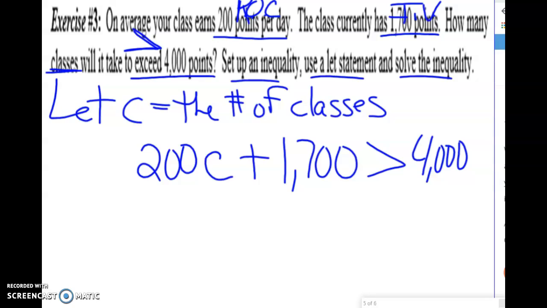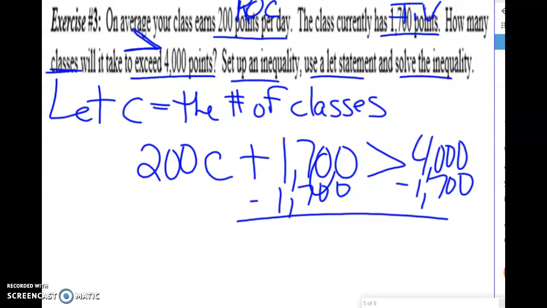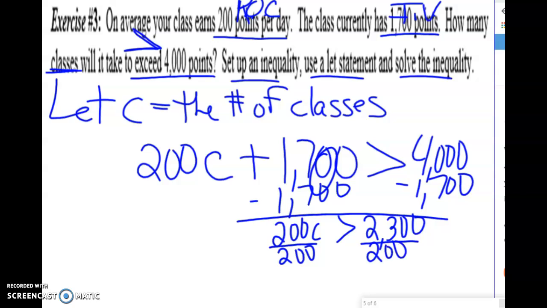All right, let's go through and solve this for the number of classes. So we're going to subtract 1,700 on both sides. All right, that will zero out. 200C greater than, how about 2,300? Divide each side by 200. And the number of classes would be greater than. Very important that you keep with that inequality sign. It's very common for students to kind of go back to the equal sign because we work so much with it, but 11.5 classes. Well, that's fine.